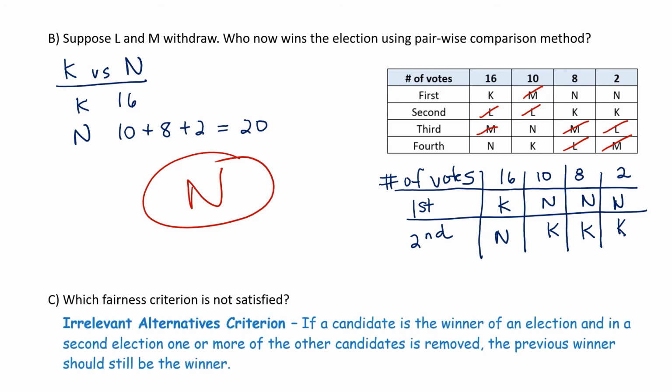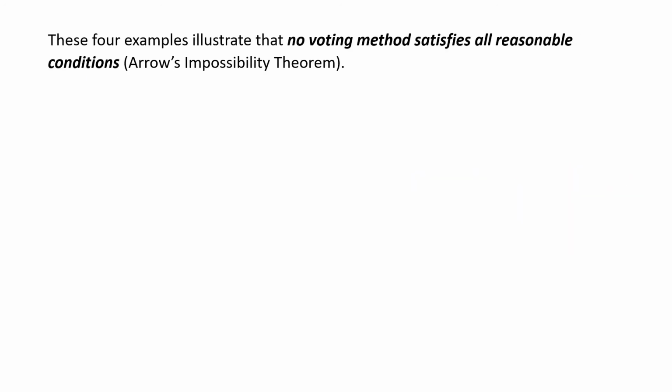It is the irrelevant alternatives criterion, which states if a candidate is the winner of an election and in a second election one or more of the other candidates is removed, the previous winner should still be the winner. That didn't happen here. These 4 examples illustrate that no voting method satisfies all reasonable conditions, as stated by Arrow's Impossibility theorem.